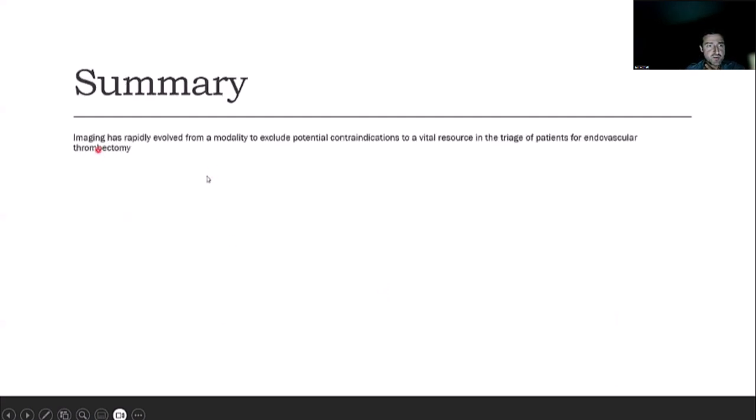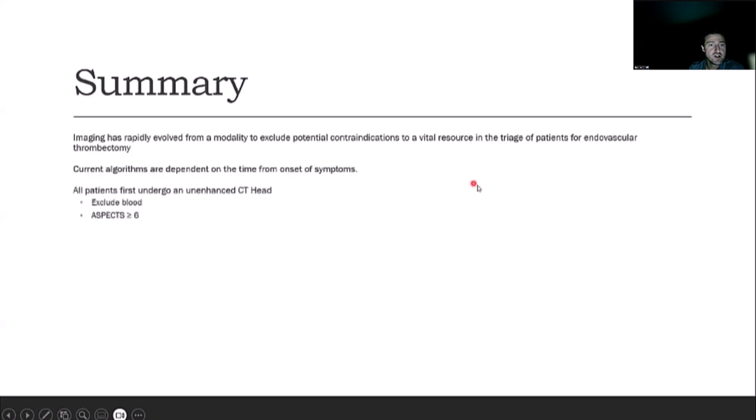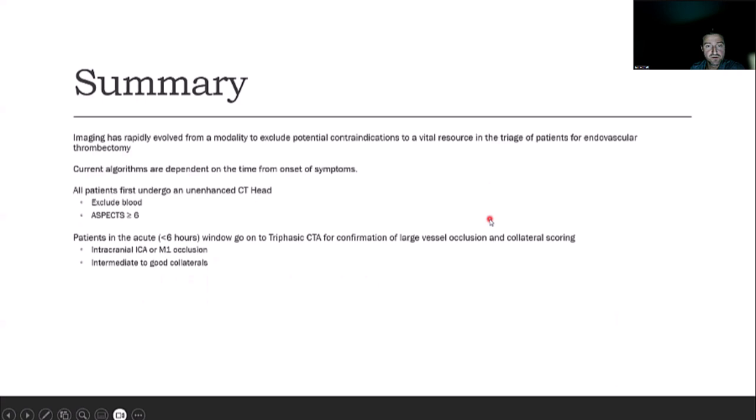So just a summary, imaging has rapidly evolved from a modality to exclude potential contraindications to a vital resource in the triage of patients for endovascular thrombectomy. Our current algorithms depend on the time from onset of symptoms. All patients first undergo an unenhanced CT head to exclude bleeds and mimics and grade the ASPECT score. Patients in the acute window go on to triphasic CTA for confirmation of large vessel occlusion and collateral scoring.